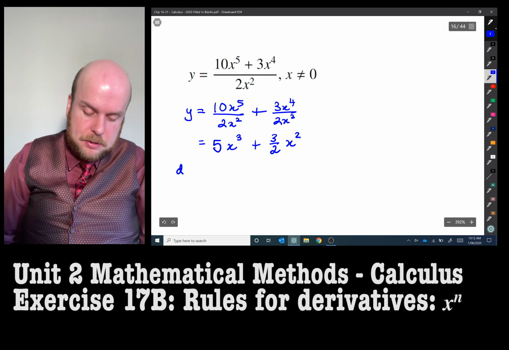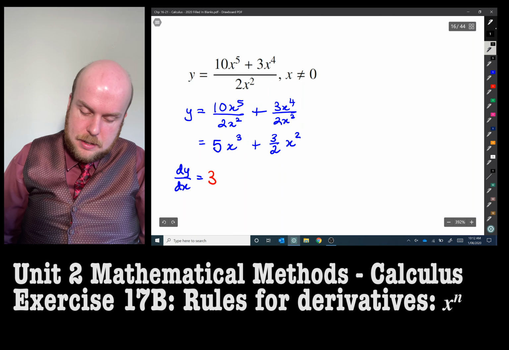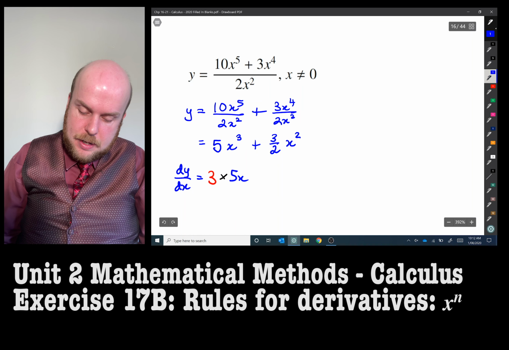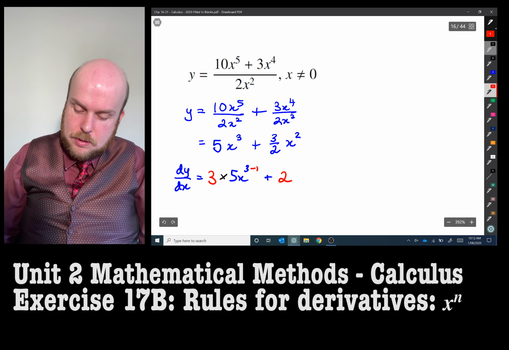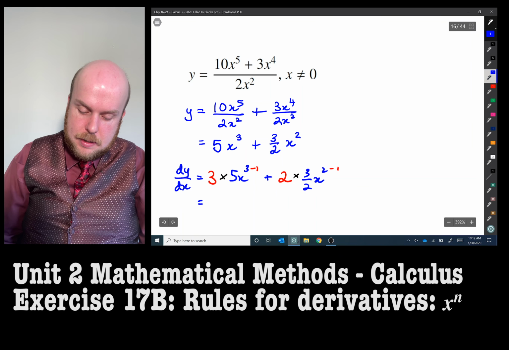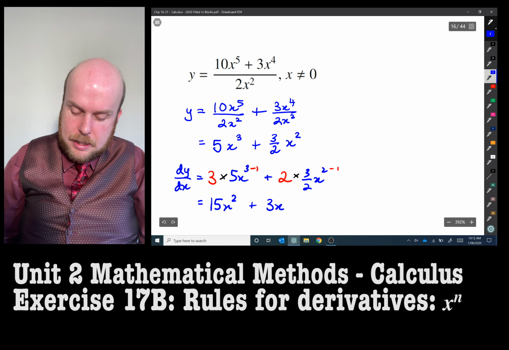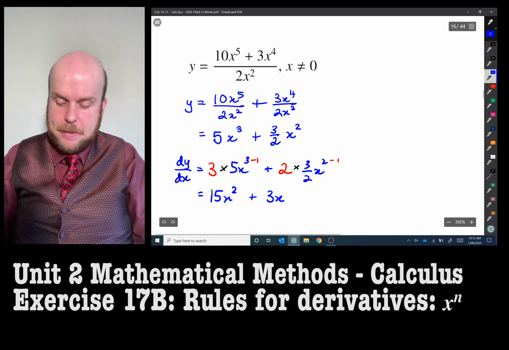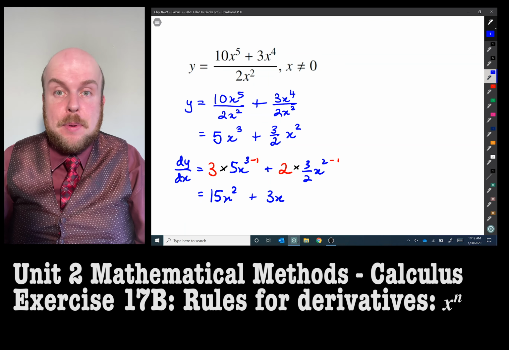And now we've got a y equals, so we can do a dy dx. And that's going to be 3 times 5x to the power of 3 take away 1, plus 2 times 3 over 2 x to the power of 2 take away 1. And so this becomes 15x squared plus 3x, like that. Because 2 times 3 over 2, the 2's will cancel out. Or you could say 2 times 1.5 would get you 3.